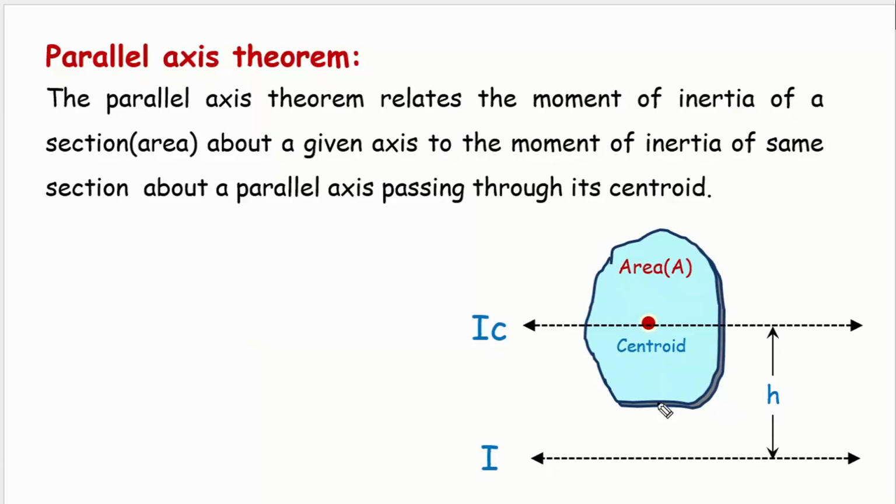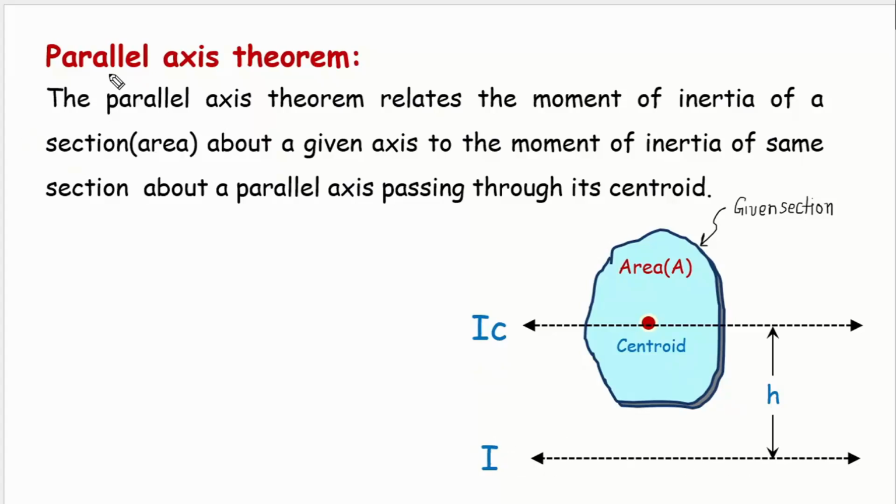So if you see here, the same thing I have drawn. This is the area or given section, friends, and this is the centroid of the section. A is the area of the section. And the moment of inertia of this particular section or area about its centroid is IC. Okay. So about this axis, which is called the centroidal axis, it is IC. We are interested in finding the moment of inertia about this axis, which is over here.